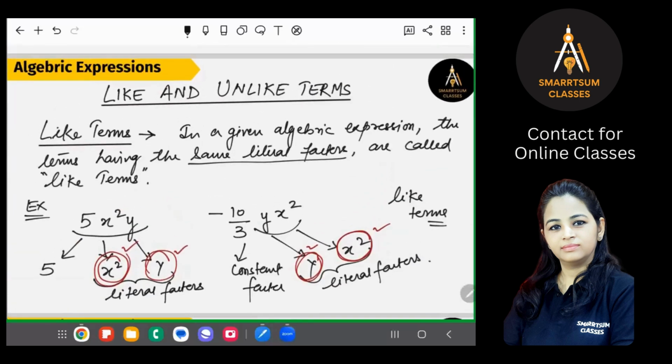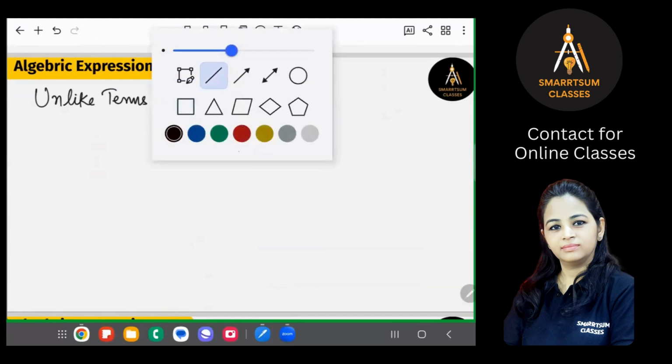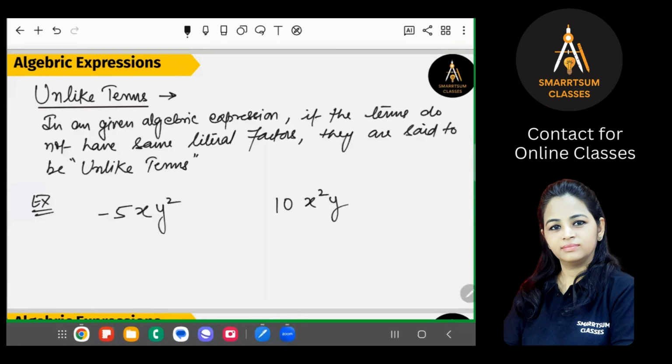Okay, now on the other hand, what are unlike terms? In any algebraic expression, if the terms do not have same literal factors, then we call them unlike terms. So, if they are not having same literal factors, they are said to be unlike terms.